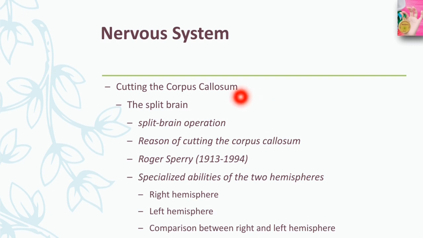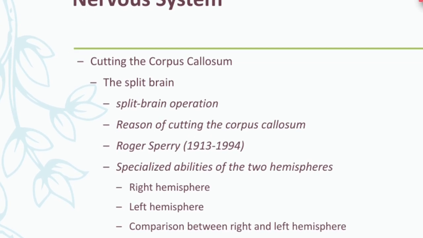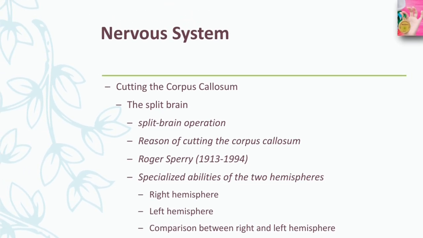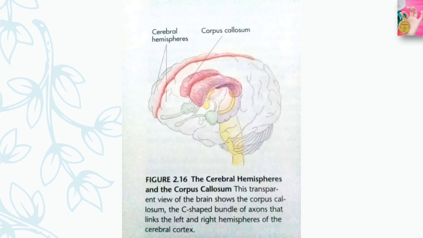This video is composed of cutting the corpus callosum, in which you will learn about the split brain, in which the split brain operation was done. You will also learn why they cut the corpus callosum and what the reason for cutting it was. Then you will learn about Roger Sperry, who did experiments on patients whose corpus callosum was cut. Then you will learn the specialized abilities of the two hemispheres, the right hemisphere and the left hemisphere, and after that the comparison between the right and left hemisphere.